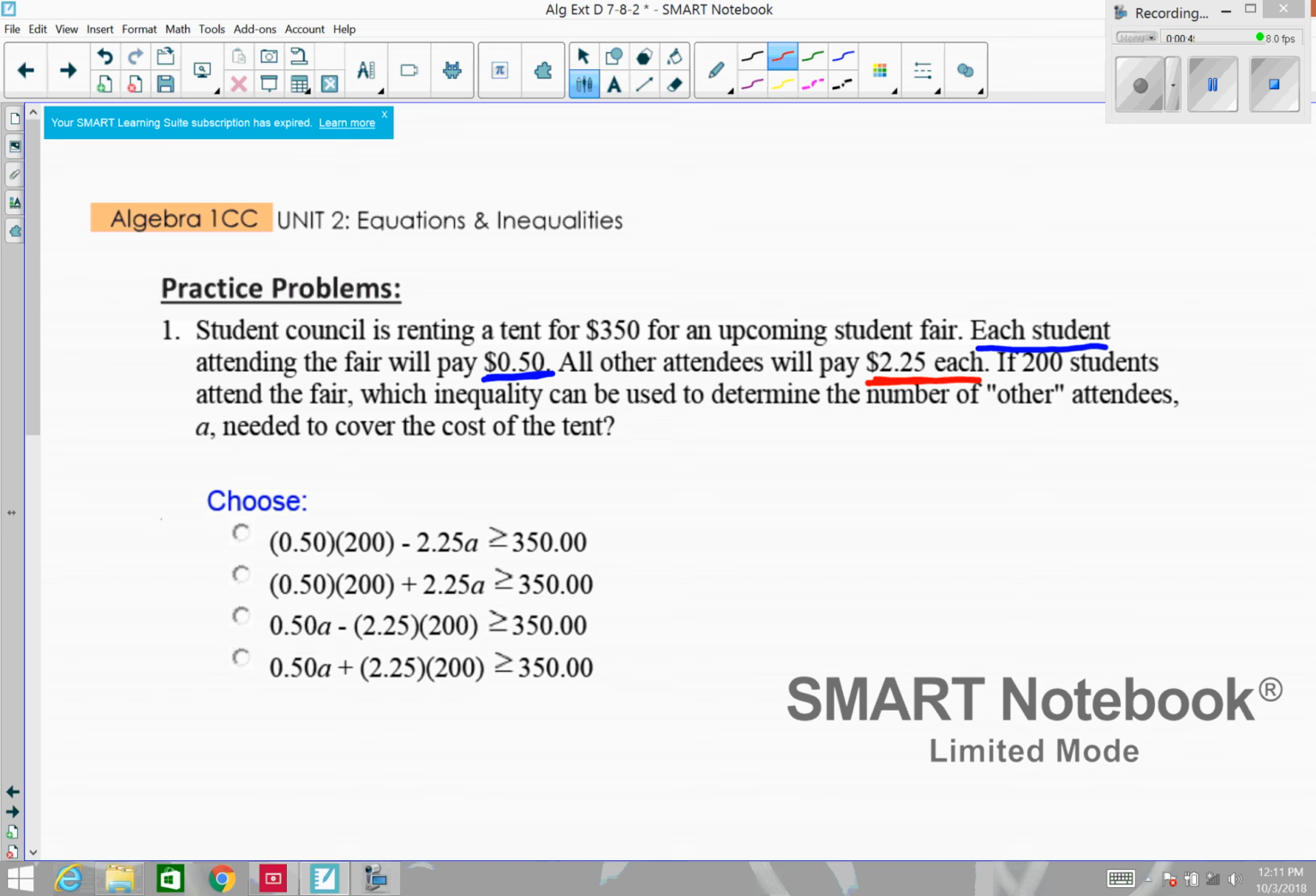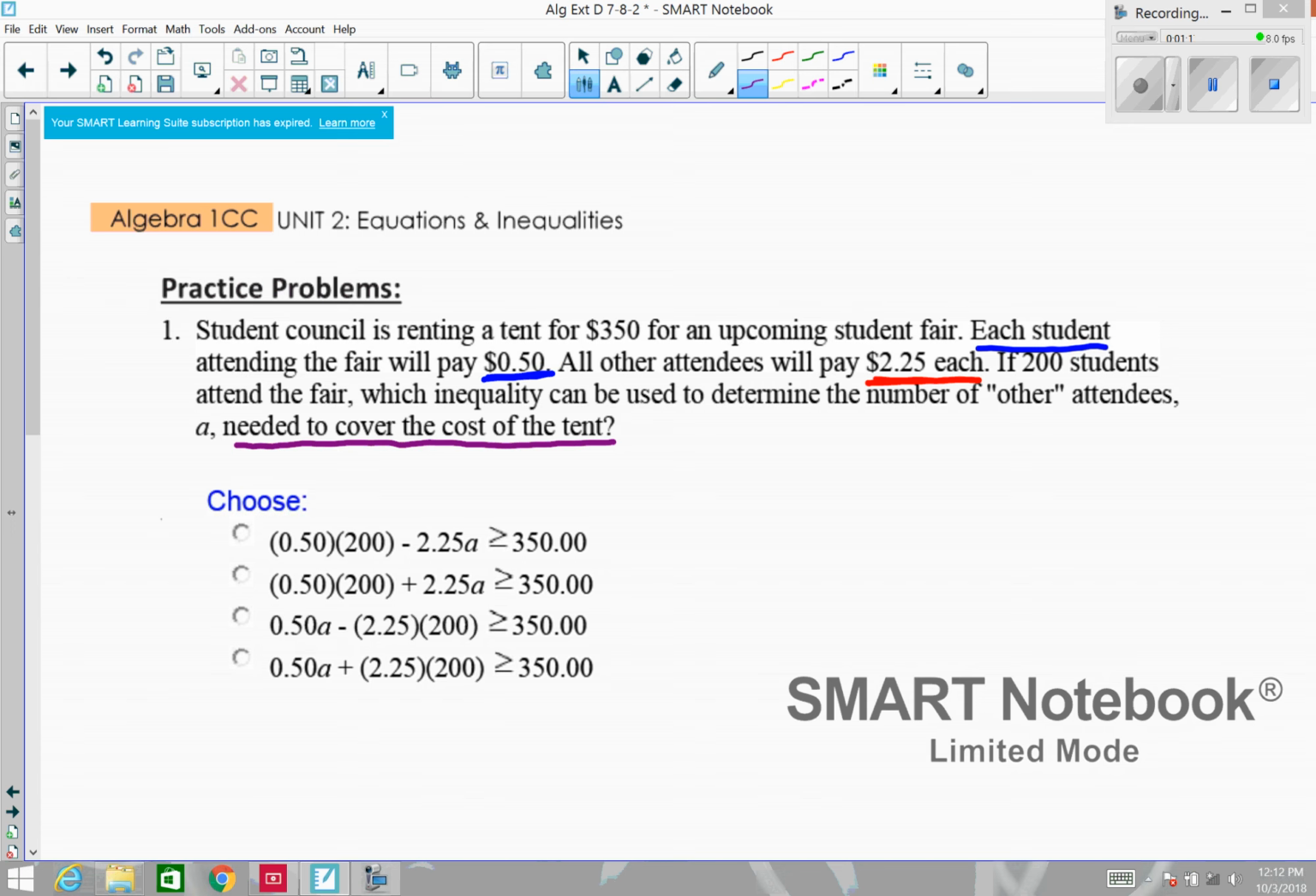So we're going to need to multiply the number of people attending times the price that they have to pay in order to see how much money student council will take in. And in this case, student council needs to cover the cost of the tent. So they need to take in ticket sales, enough money to cover that $350 cost of the tent. And it's okay if they take in more money, they just need to take in at least that much.